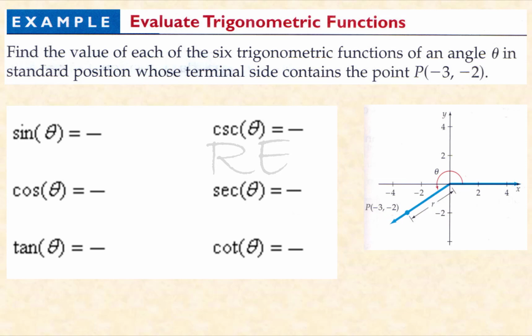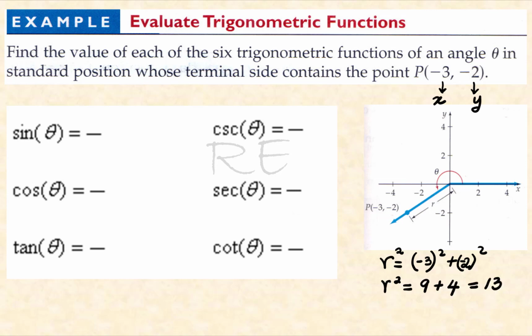Point (-3, -2) is a third quadrant point. -3 represents x and -2 represents y. We can quickly calculate the radius using the Pythagorean theorem, and the radius is square root of 13. Now, the height is -2, the base is -3, and the hypotenuse is square root of 13.